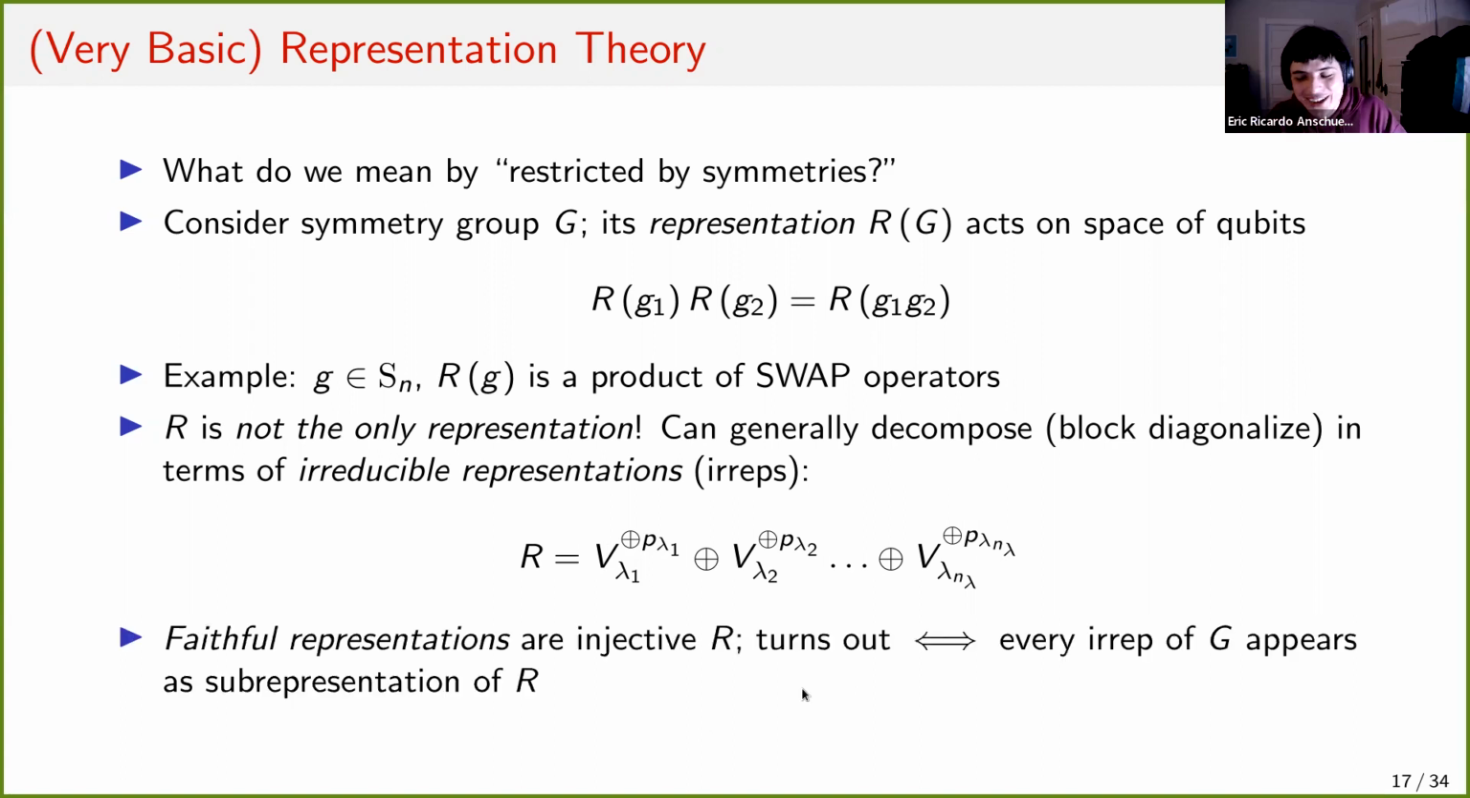So just very quickly, one final definition. I'm also going to mention every once in a while something called a faithful representation. What I mean by this is just a representation where every group element maps to a unique matrix. So, like writing permutations as swap operators is faithful because no two permutations are written as the same product of swap operators under this mapping. One nice thing about faithful representations is that every possible irreducible representation of some symmetry group appears in this block decomposition.